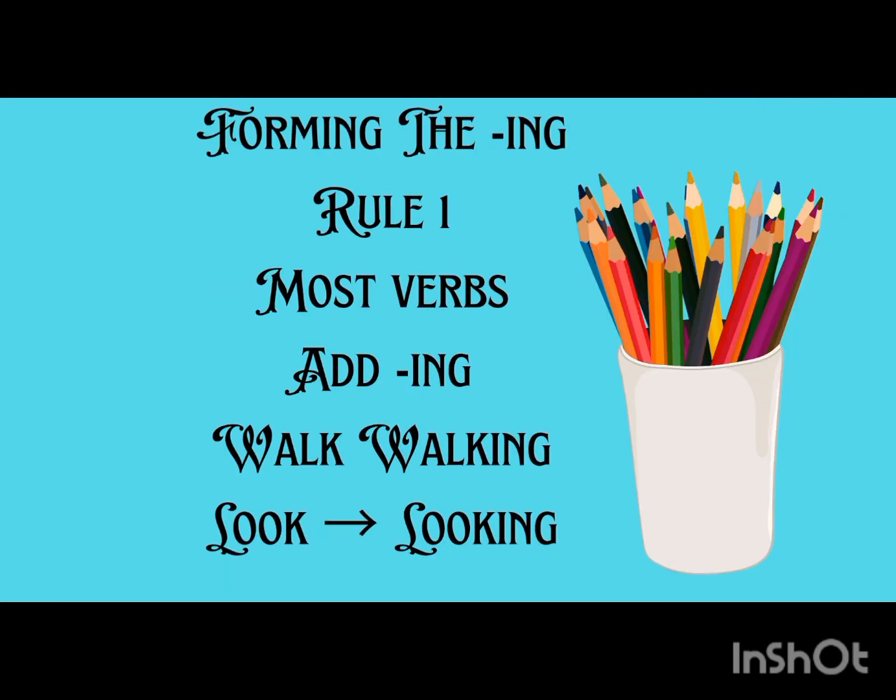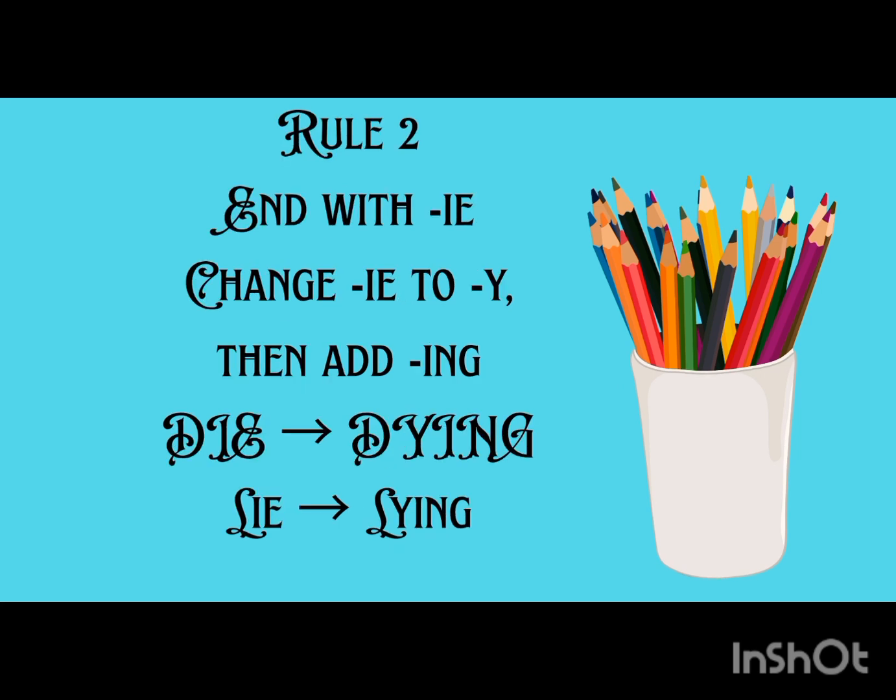Now, forming the ing. Rule number 1, most verbs add only ing. For example, walk, walking, look, looking. Rule number 2, words ending with ie, change ie to y, then add ing. For example, die, change into dying. Lie, change into lying. You have to remove ie and then add y, then ing.